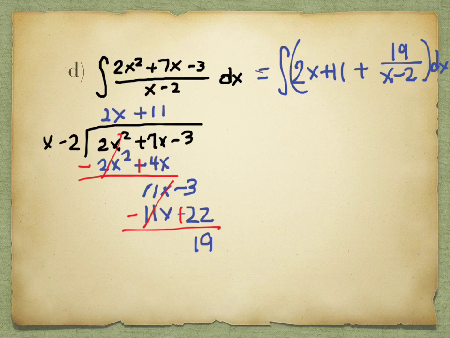Do you guys remember that? It's an algebra idea. And then all those pieces we can integrate. Some of them using rules that you've used before, and then the last piece, the 19 over x minus 2, using our new rule with logs. So what is the antiderivative of 2x? Yeah, 2x squared over 2, or x squared. What's the antiderivative of 11? 11x, right? And then what do I do with that 19 over x minus 2?